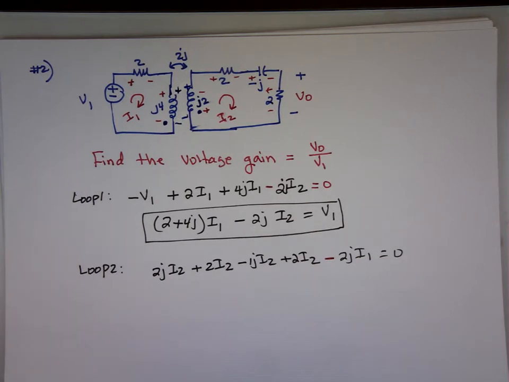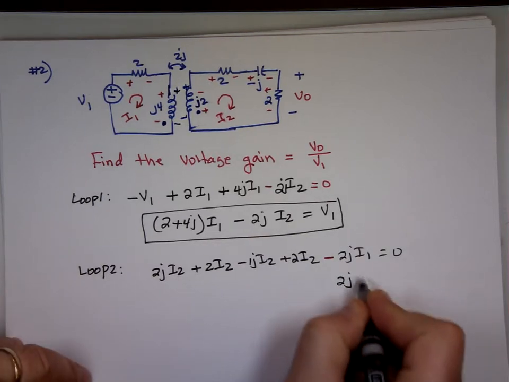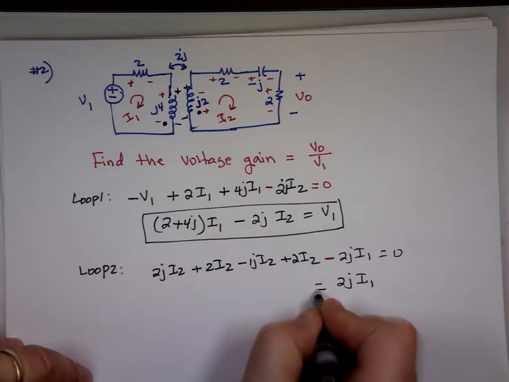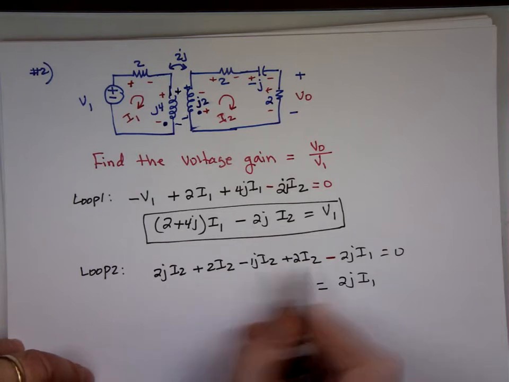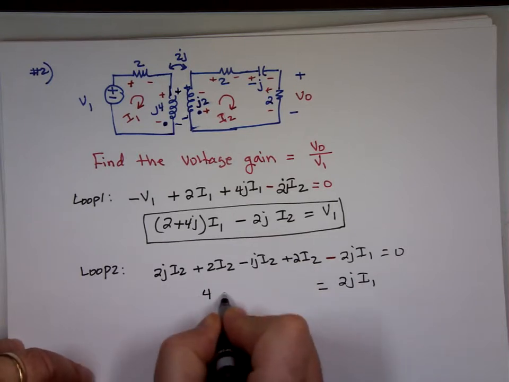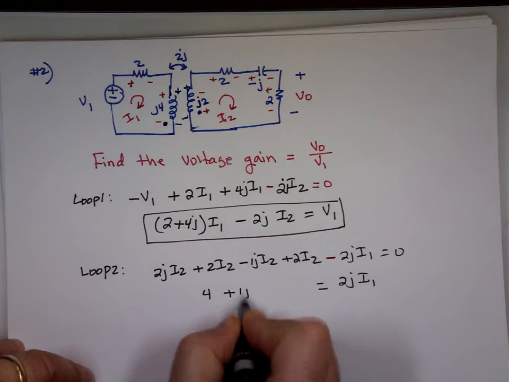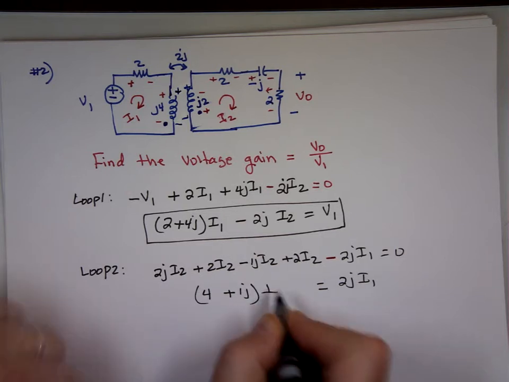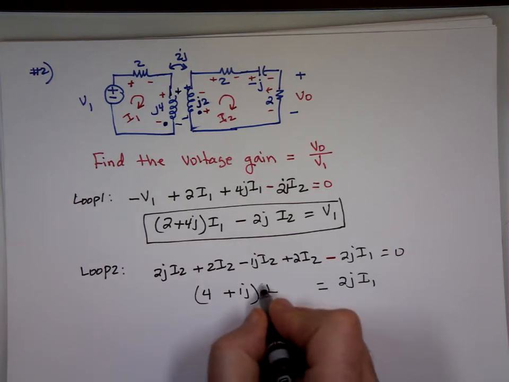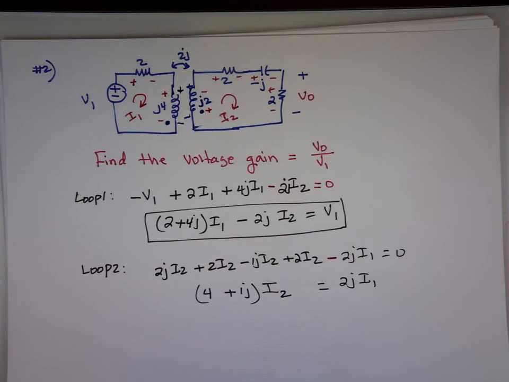Now clean that equation. 2j I sub 1 equals 2 plus 2, that's 4. Is it 4 plus 1j?